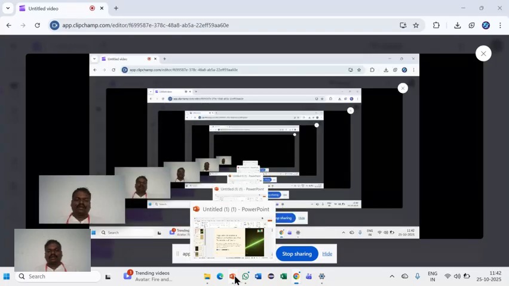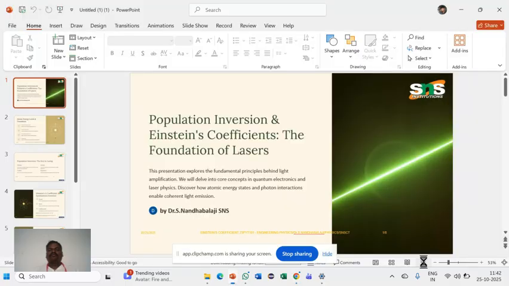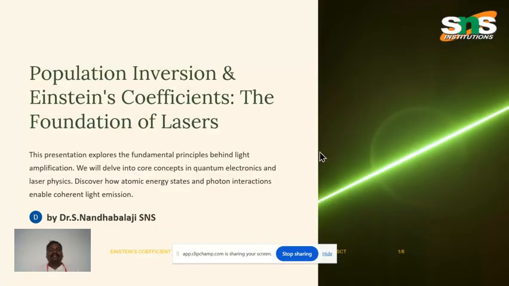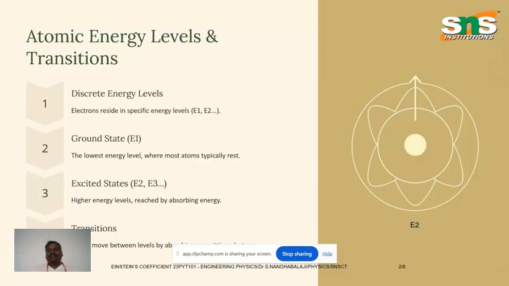Today we are discussing the topic of population inversion and Einstein coefficients, the foundation of lasers. This presentation explores the fundamental principles behind light amplification. We will delve into core concepts in quantum electronics and laser physics, and discover how atomic energy states and photon interactions enable coherent light emission.